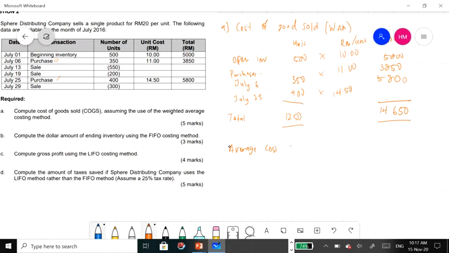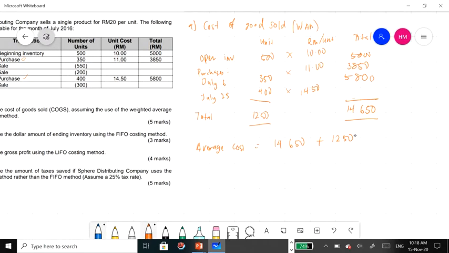Average cost equal to 14,650 plus with 1,250 and divide. Okay, divide 1,250 sebab kita cari weighted kan. So you akan dapat RM11.72 per unit.